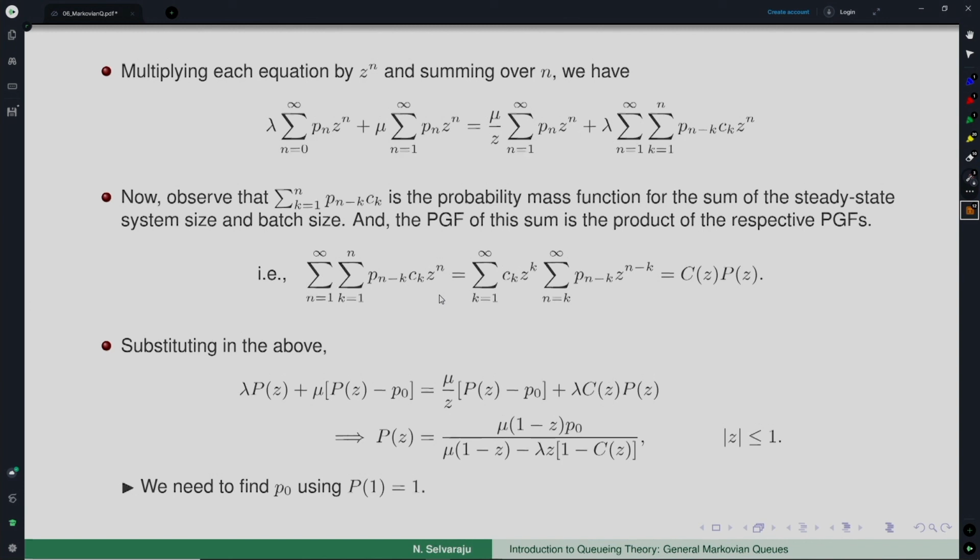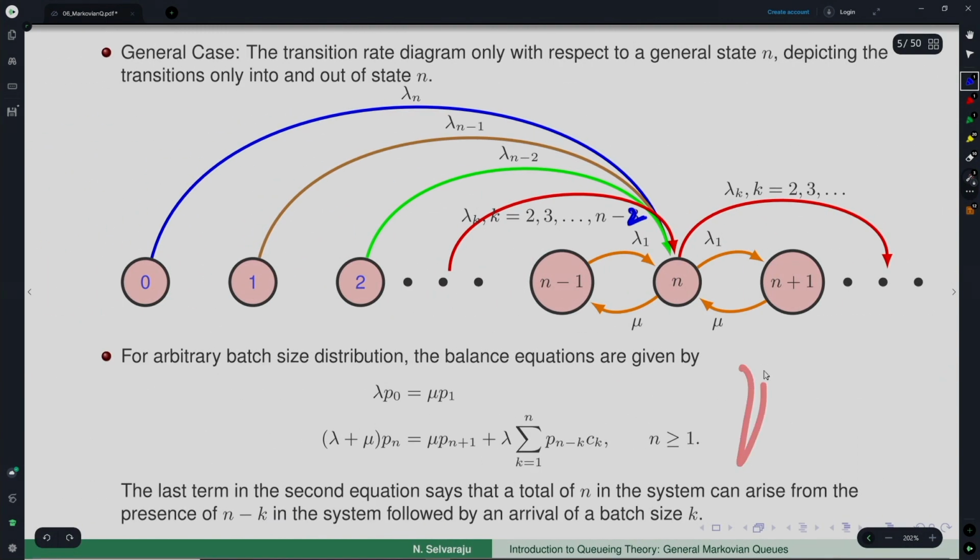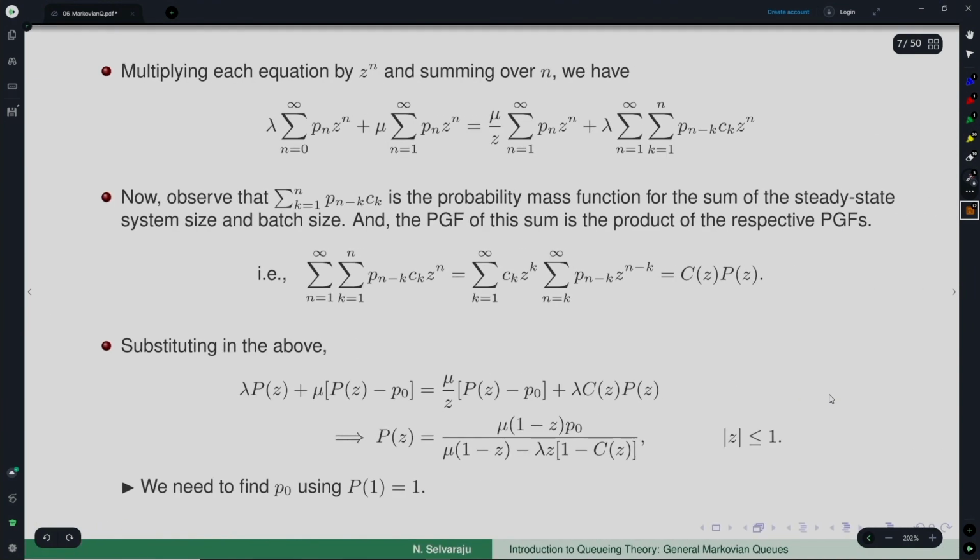So, what you can do is that same trick here, that this is the system of equations. You multiply the first one by Z to the power 0 and the second one by Z to the power n, and sum over n from 0 to infinity, right. Then on the left side you will have this, the right side you will have this. So, what you are seeing here is this part, and this one you look at it here.